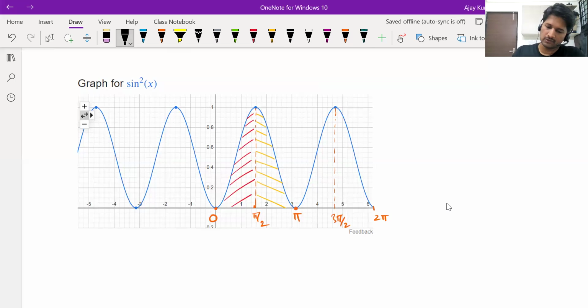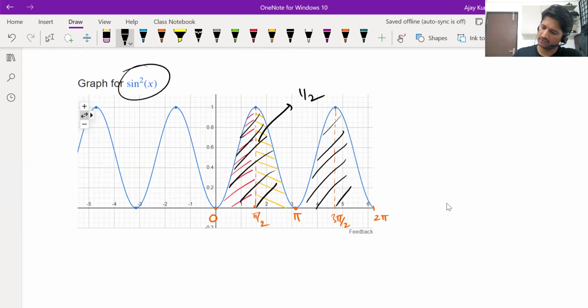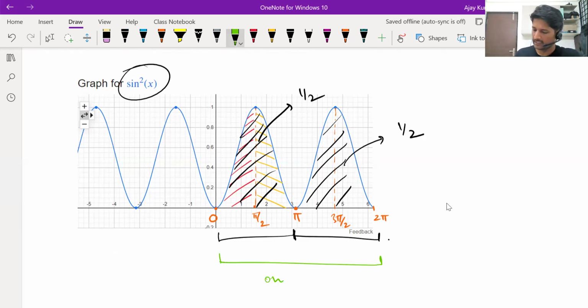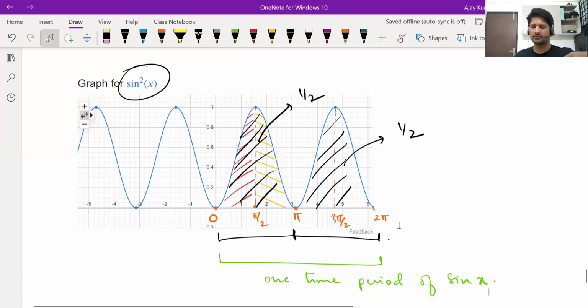So this entire interval has an average of half for the sine square x function. And this entire interval also has an average of half. Now 0 to pi, the average is half. Pi to 2 pi, the average is half. Means 0 to 2 pi. Why am I interested in 0 to 2 pi? This is one time period of the original sine function, one time period of sine x. In one period of sine x, you'll have 2 periods of sine square x.